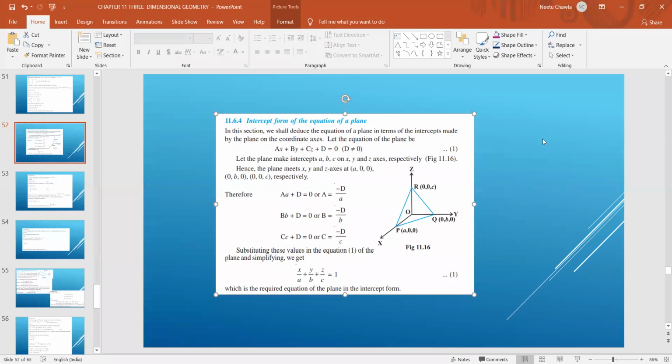Okay, we are today starting with the next topic, intercept form of the equation of a plane. We have already done this intercept form in class 11th also, but that was in 2D form. That was x upon a plus y upon b is equal to 1. But here it is three-dimensional. You can see it's a three-dimensional plane passing through the points (a, 0, 0), (0, b, 0) and (0, 0, c).